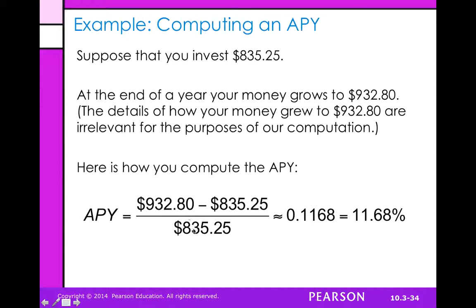And then you divide by the amount of your original investment. That gives you a number of 11.68%. So this is how you can always calculate an APY given a one-year growth. So if I tell you, here's how much you made, here's how much you invested, here's how much you have at the end of a year, you can always just take your profit divided by the original investment, and that will tell you your APY.